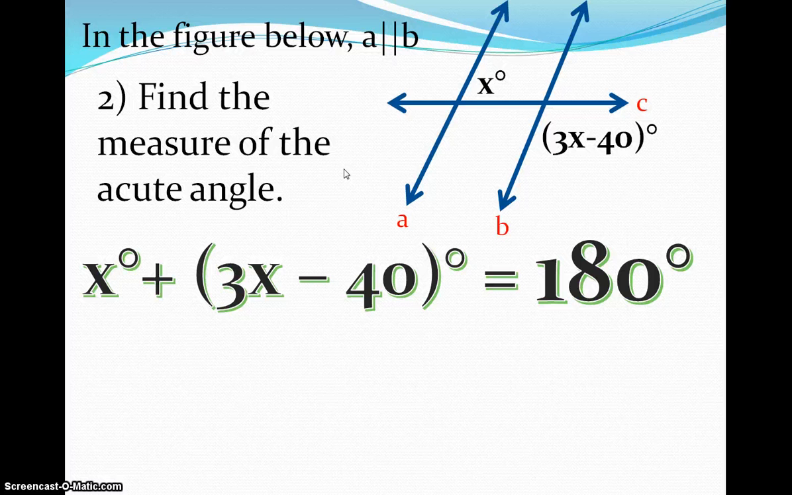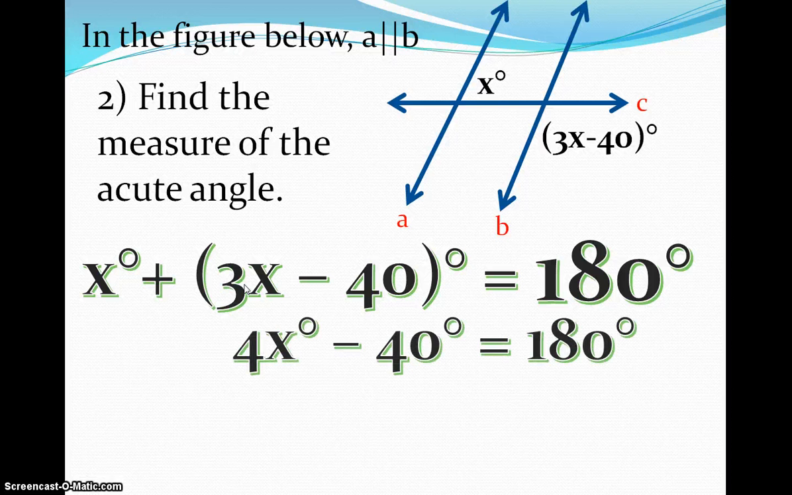Hopefully you started thinking to yourself, well, let's see here, I have an equation, so I just want to solve for x. Because I have a plus sign right out in front of the parentheses, I just drop them, and I'm left with x degrees plus 3x minus 40 is equal to 180. And so I would do x plus 3x, which are like terms, so they add to equal 4x minus 40 is equal to 180 degrees.